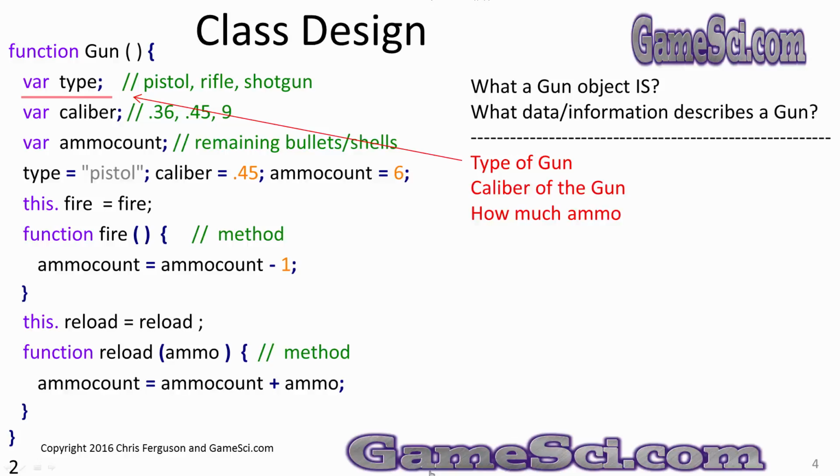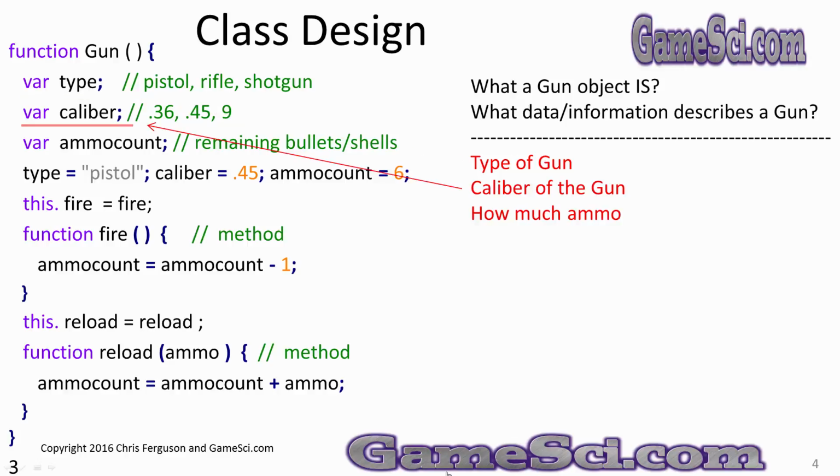Let's break it down piece by piece. The type of the gun would be something like pistol, rifle, or shotgun. Very important to understand that. Again, this is just a simple video game where your character can fire a gun. We need a gun object to represent that.